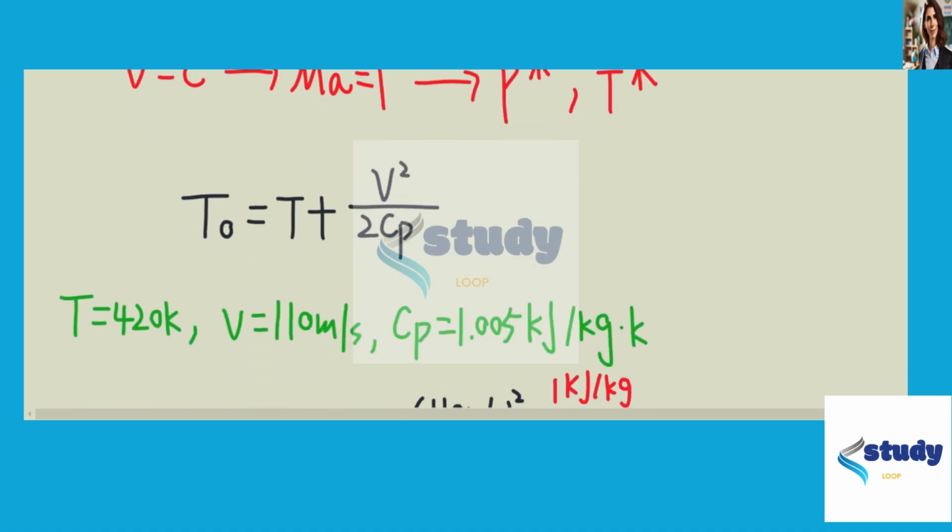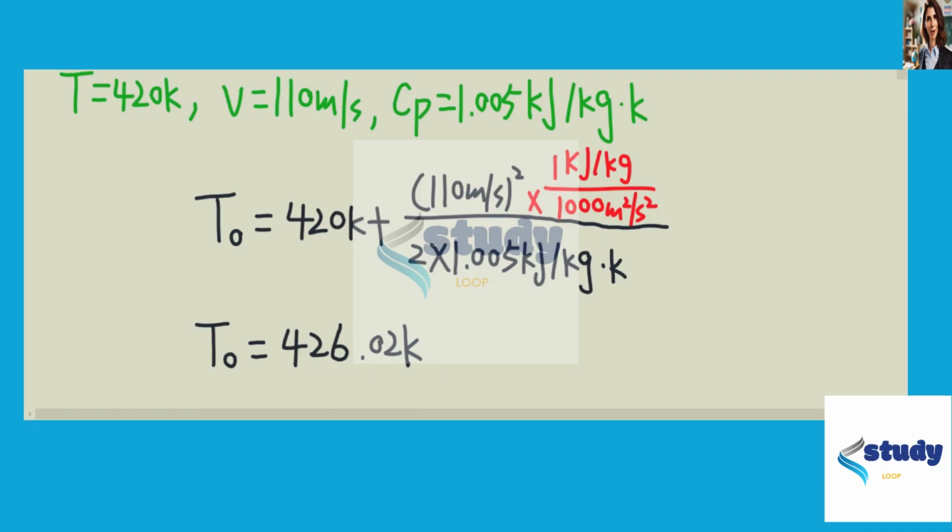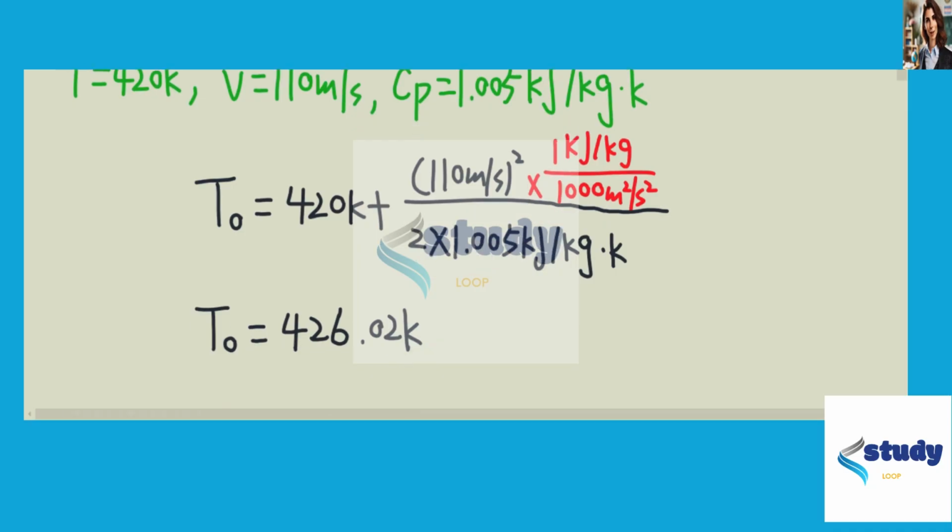So the stagnation temperature, which is T0 here, is equal to T plus V squared over 2Cp. We know the temperature is given at 420 Kelvin. We know the velocity is 110 meters per second. And the specific heat of the air at constant pressure is 1.005 kilojoule per kilogram Kelvin. So now we can plug back into the equation to determine the stagnation temperature. Eventually, we'll have T0 equal to 426.02 Kelvin.